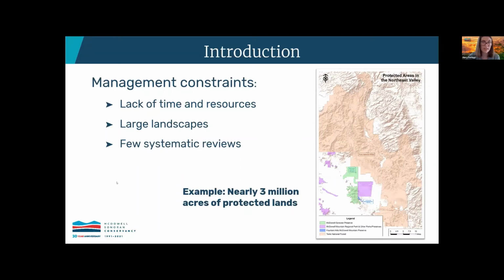And so right here we have nearly 3 million acres of protected land. How do you find the sites that you want to restore within those areas?